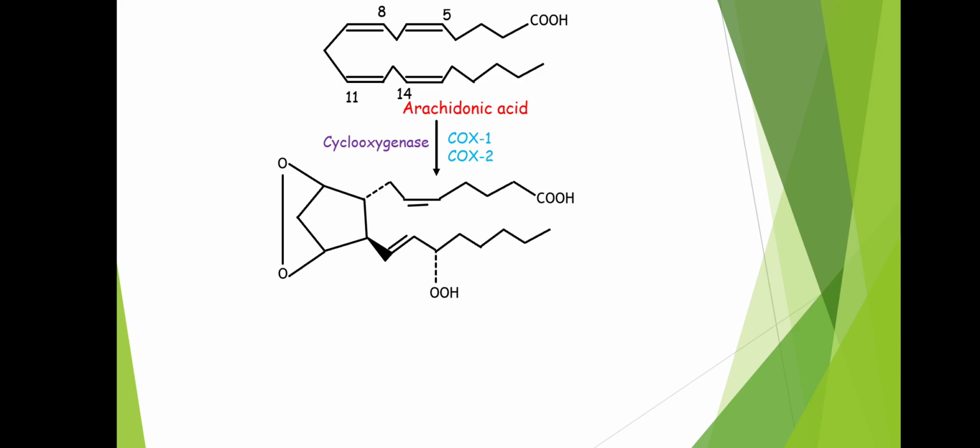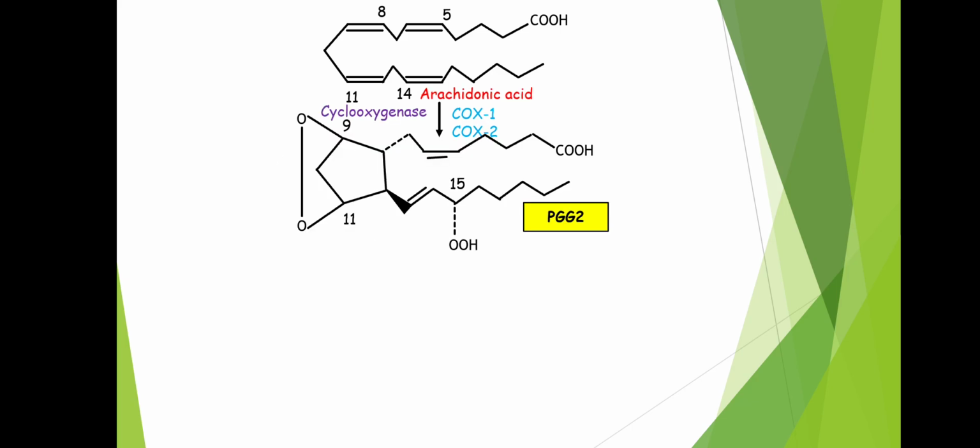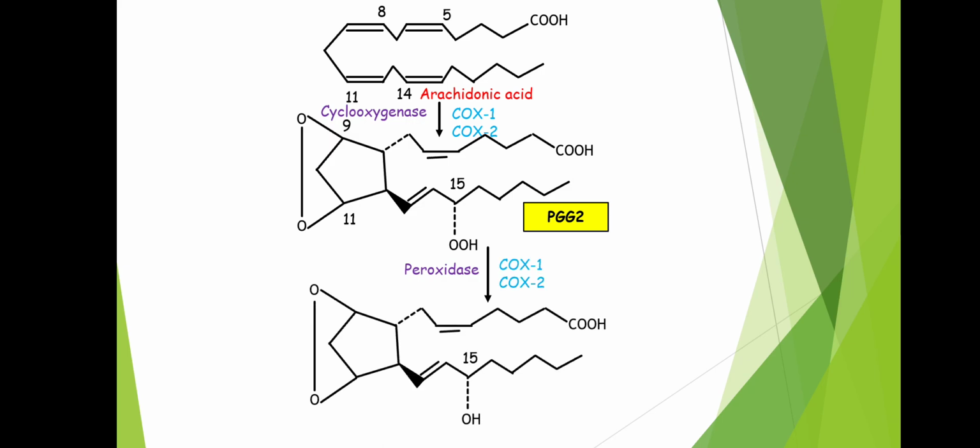Upon arachidonic acid, both COX-1 and COX-2 will promote the uptake of two molecules of oxygen by cyclization of arachidonic acid to yield C9C11 endoperoxide C15 hydroperoxide. This product is known as PGG2. Next, this PGG2 is rapidly modified by peroxidase moiety of the COX enzyme to add a 15 hydroxyl group that is essential for their biological activity. This compound is known as PGH2.